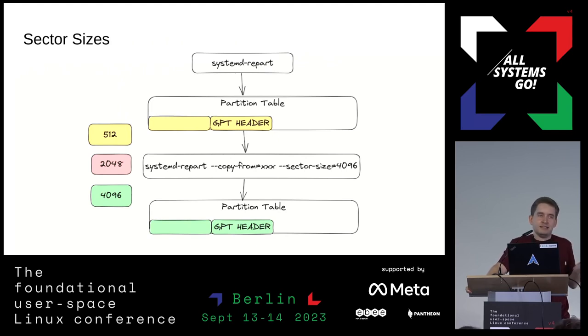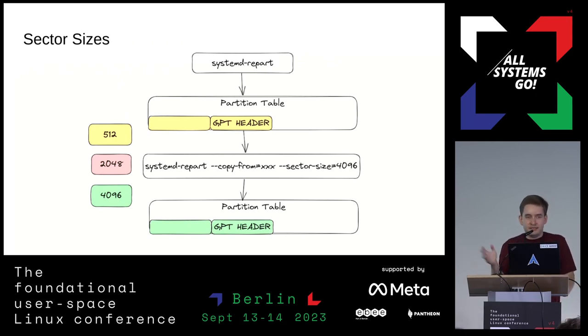So instead, what I did is add an option to basically take an existing disk image and synthesize partition definitions from it. This is the copy from option. So it will take the partitions from the existing image, and because we synthesize definitions, it will copy them to a new image. And because all the file systems are sector size independent, now we can just do this. We just have to copy the partitions. And if we then set the sector size option, it will actually put the GPT header at the right place.